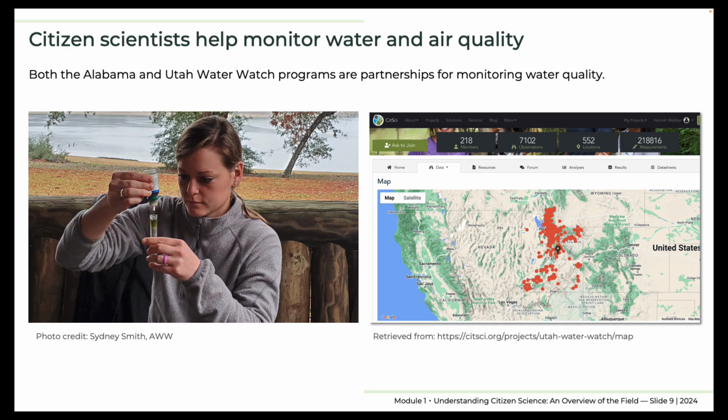Alabama Water Watch has established a baseline of water quality observations within 6 priority watersheds in Alabama's national forests, and Utah Water Watch, for which the U.S. Forest Service has partnered with Utah State University, monitors the quality of Utah's waterways and provides water quality education.